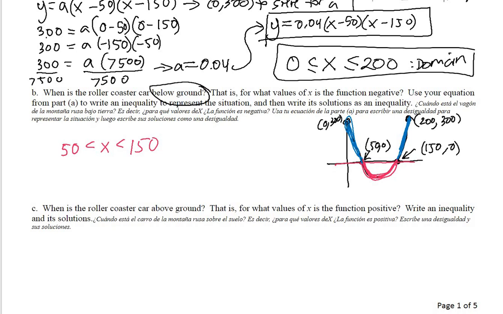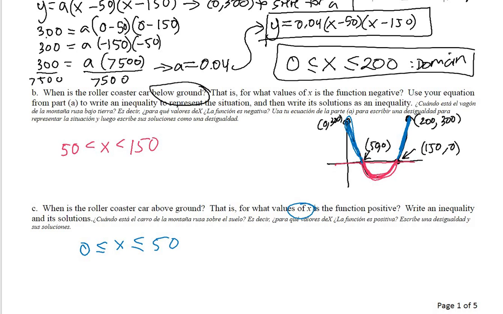So for what values of x is the function positive? Well, let's consider where our boundaries are. We've got boundaries at 50 and 150. It looks like if x is less than 50 and greater than 0, so 0 is less than or equal to x is less than or equal to 50, then I'm above ground.